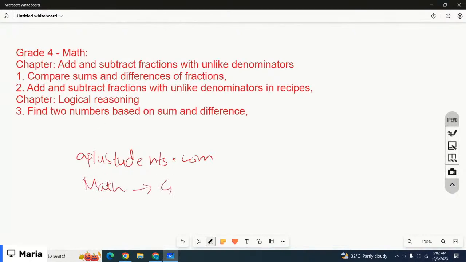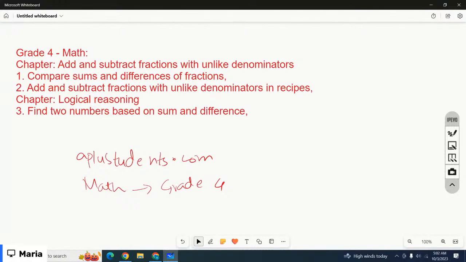Scroll down to grade 4 and then click on view all lessons. There you can find a list of the chapters. We are already working on the chapter add and subtract fractions with unlike denominators. The lessons we're going to cover from the chapter are compare sums and differences of fractions and add and subtract fractions with unlike denominators in recipes.